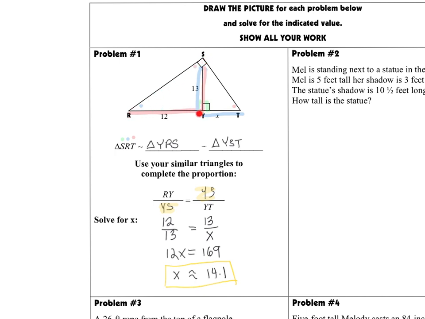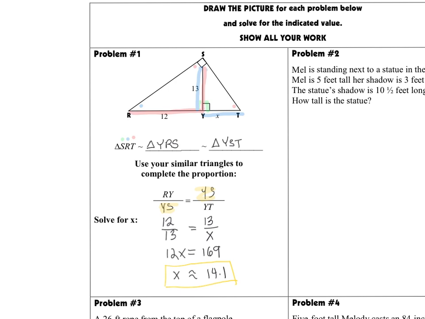You could see how I've marked the pink angle and the blue angle, and that is going to correspond to or be similar to triangle YST. So we have to be careful here that we went YRS, and that here we go YST.